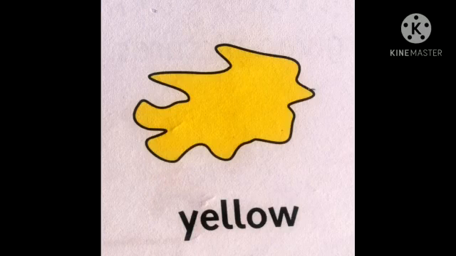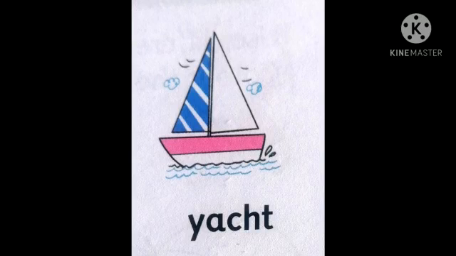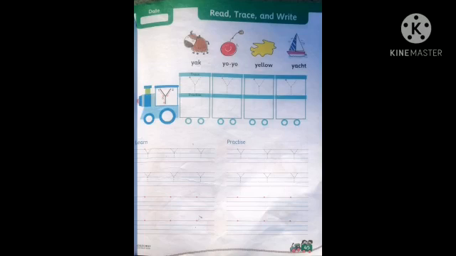And next here is a color name. That one is yellow. Yeah, yellow. Here is one more thing. At that one is yet. Yeah, yet. Okay. Learn these vocabulary words and come on work page.